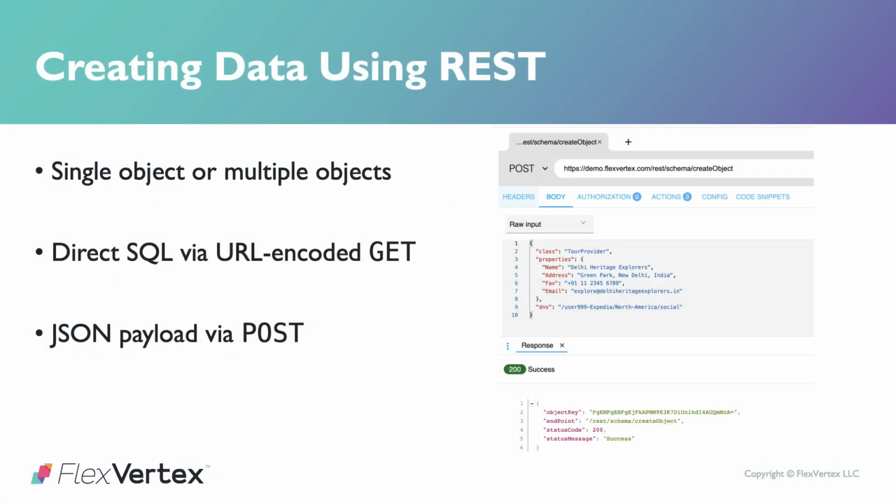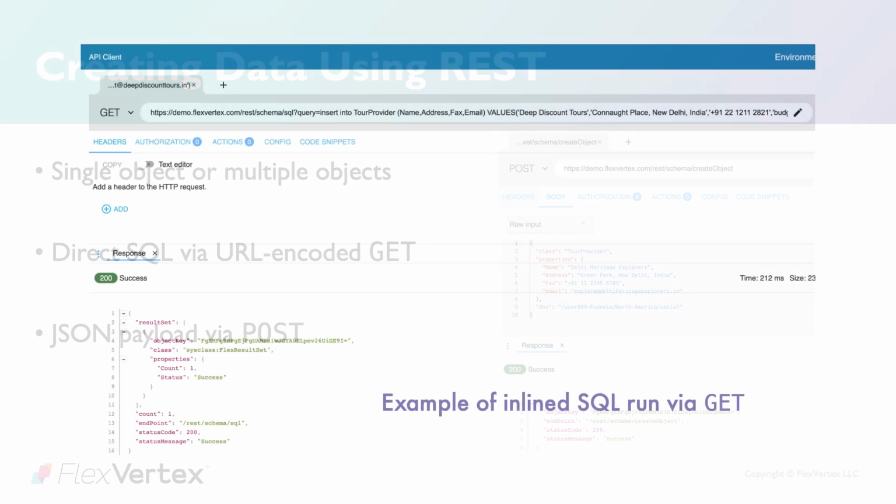FlexVertex offers an expansive REST API that makes it easy to create and locate data objects. You may elect to directly inline SQL via the GET command, or use POST to transmit JSON documents consisting of between one and many individual objects. On this screen, you can see a single object being created by the POST command.